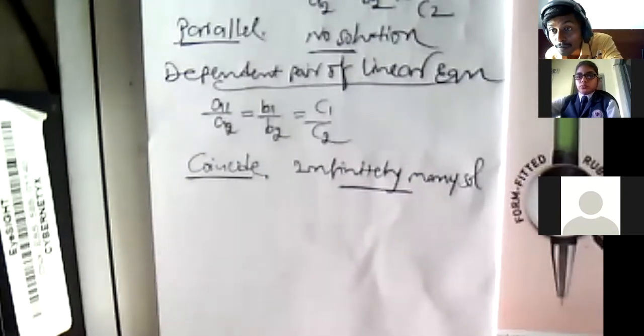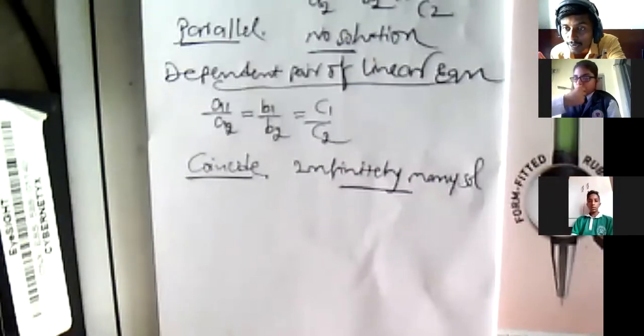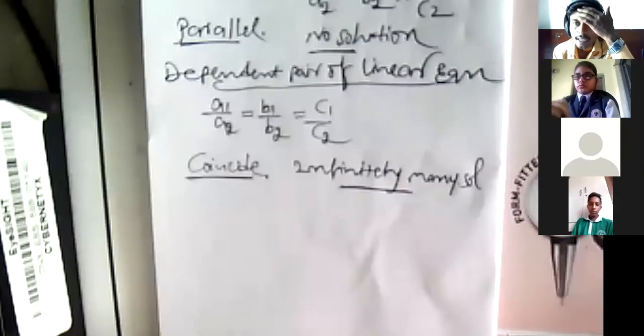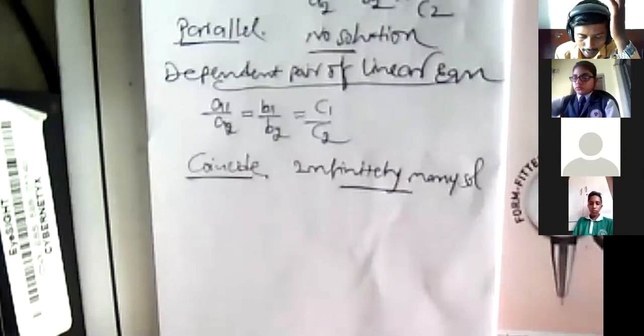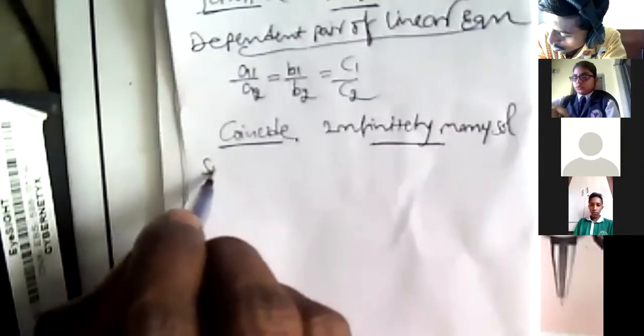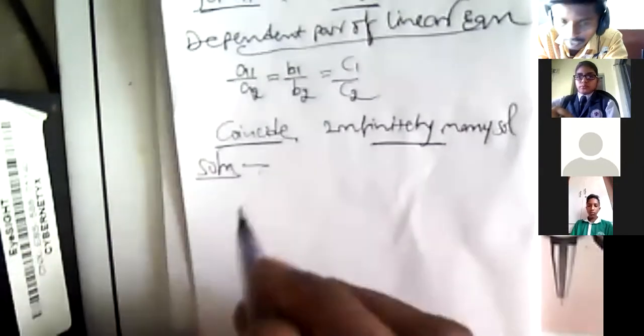Intersecting at a point means the lines are consistent. Mind it, don't confuse. When lines are parallel, it means inconsistent. Coincident means infinitely many solutions. Now we are going to find out the solution. Write its solution.